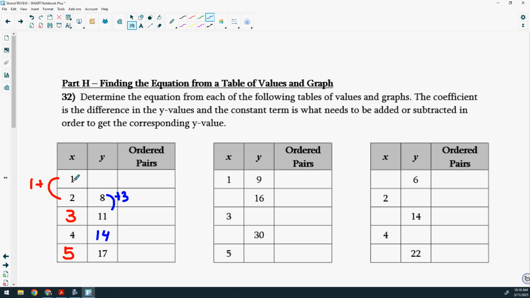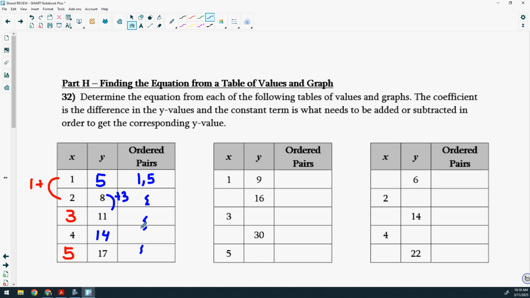To figure out this value of y, since we added 3, we're going to minus 3. 8 minus 3 gives us 5. And again, your ordered pairs are going to be your x value, then your y value. So 1 and 5, and so on and so forth.